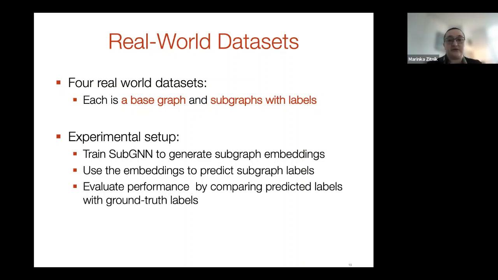We then apply the method to several real-world data sets, where each data set consisted of a base graph and a large number, several thousands at least, of subgraphs with different labels. And the experimental setup was the following. First, train the SubGNN method through stochastic gradient descent and mini batching to generate subgraph embeddings. Second, use those embeddings to predict subgraph labels. And finally, evaluate performance of the model by comparing predicted labels to ground truth labels of subgraphs.